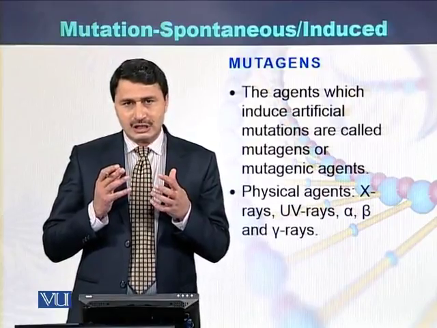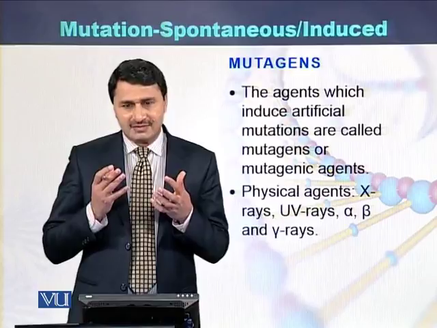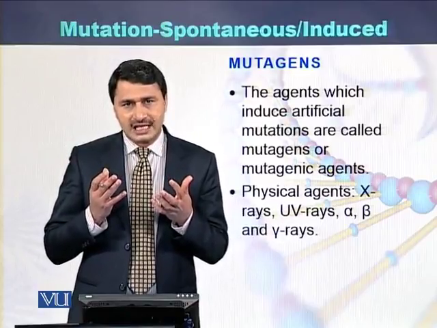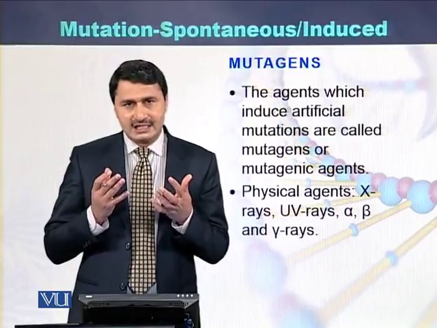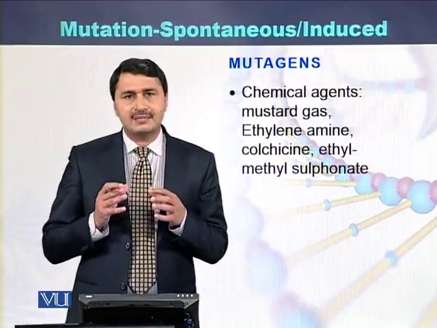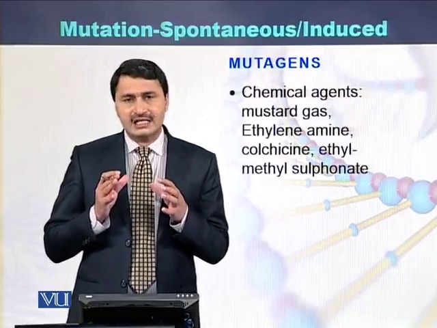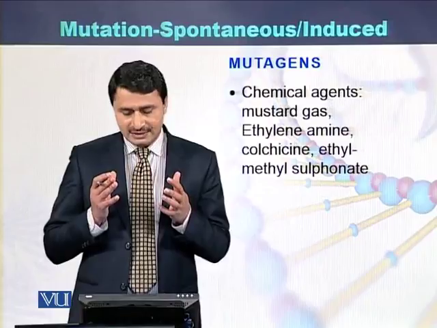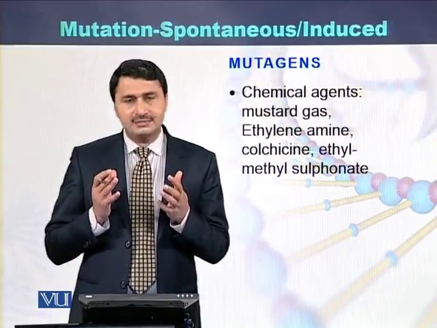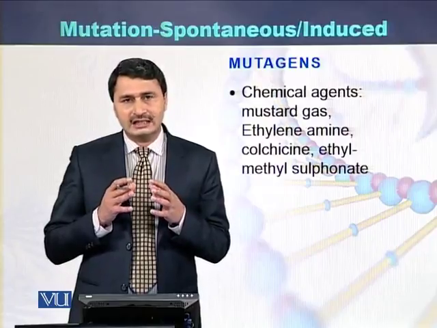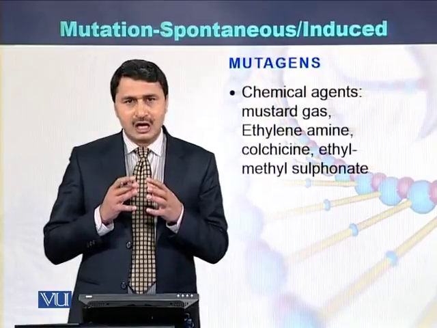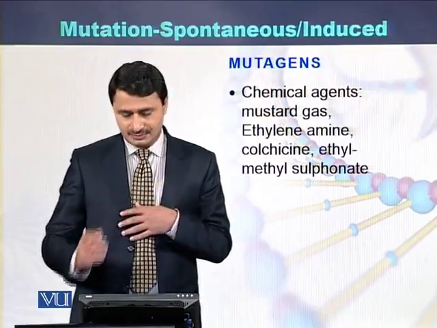Those chemicals can be physical agents like X-rays, alpha rays, beta rays, and gamma rays, which are present in our environment. On the other hand, there are some chemical agents: mustard gas, ethylene amine, colchicine, and ethyl methyl sulfonate. These are the chemicals which are used to produce mutations in the organisms or in the cells.